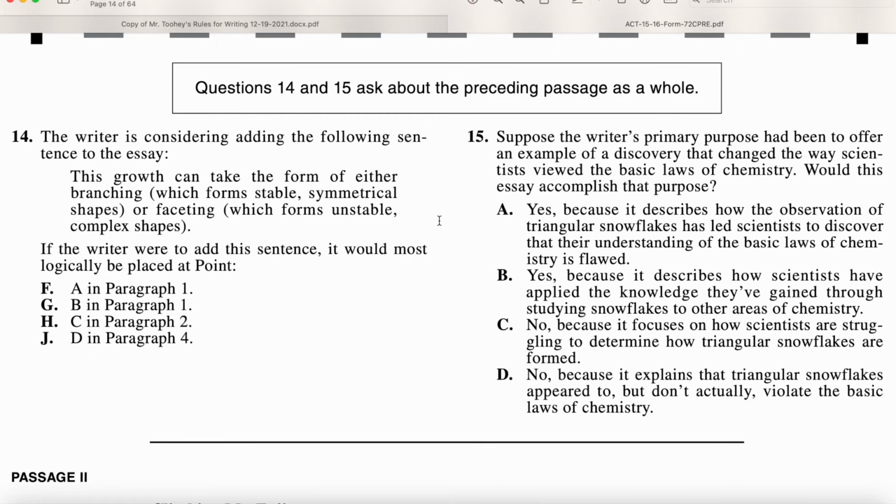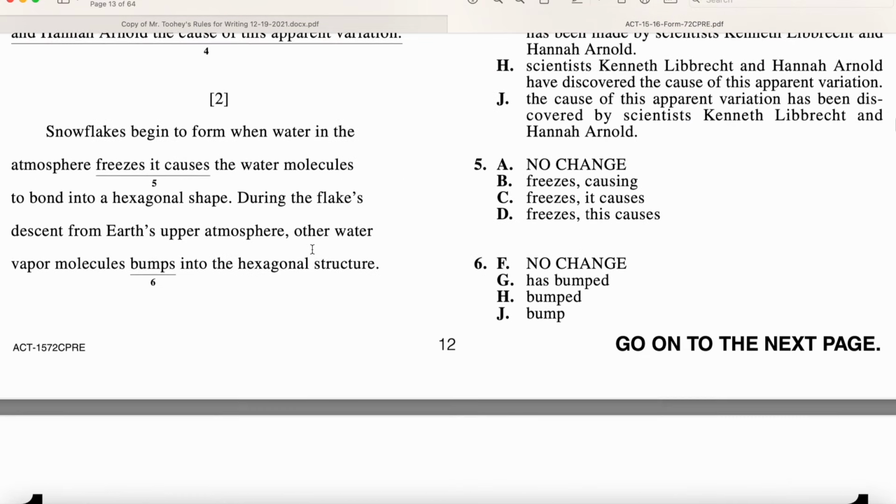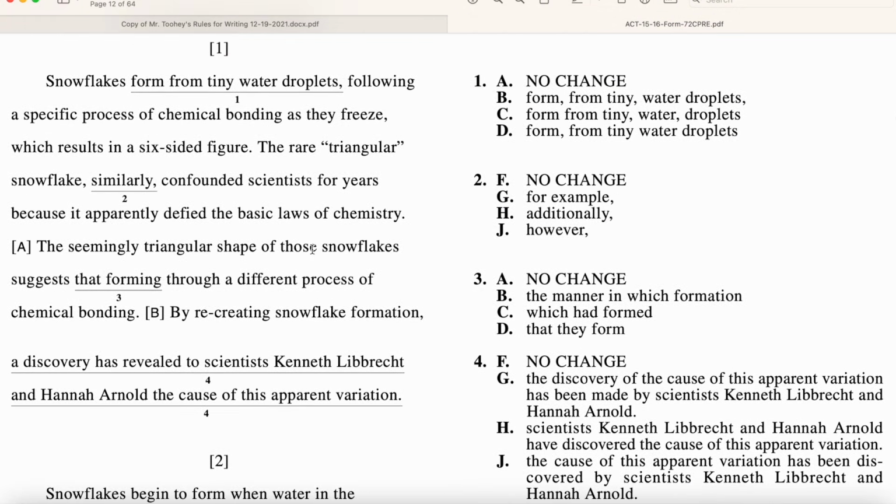So we've got to plug this in where they're talking about some sort of growth. Does that make sense? Yeah. Let's be on the lookout for that as we continue to plug these in. We're going to plug in point B in paragraph 1. The seemingly triangular shape of those snowflakes suggests that forming through a different process of chemical bonding.